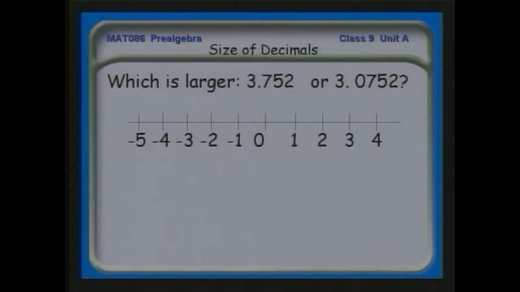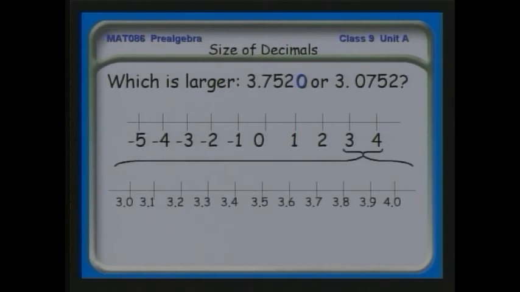Let's compare these two numbers, 3.752 and 3.0752. First of all, I notice the number on the left has 3 decimal places. The number on the right has 4. If we want to, we can add a 0 to the right of the first number, so we have 2 numbers to 4 decimal places. Let's look at putting these numbers on the number line. Right away we can see those numbers are going to be between 3 and 4, so that we can develop a finer scale just for that interval.